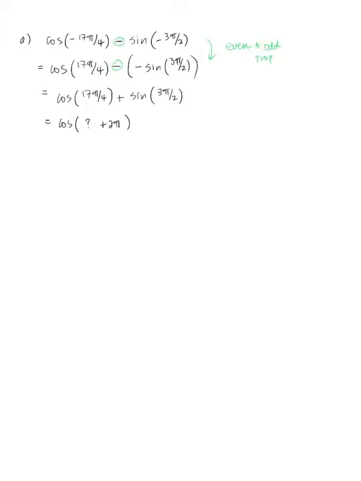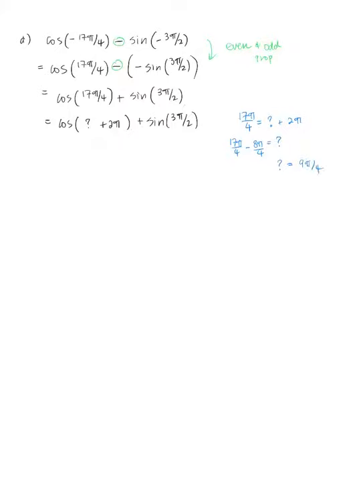Let me write this part out before I forget. Cosine of what plus 2 pi is going to give us 17 pi over 4. So how do you find that what? 17 pi over 4 equals what plus 2 pi. What is what? 17 pi over 4 minus the 2 pi, but 2 pi is 8 pi over 4. So the value is going to be 9 pi over 4.